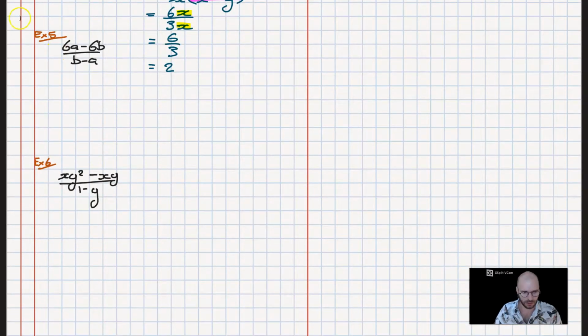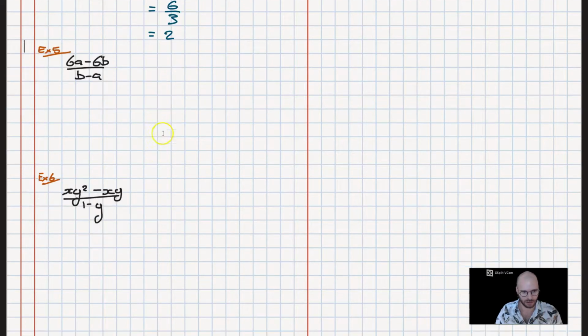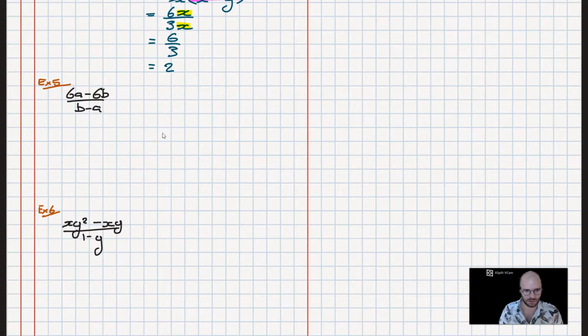Alright, moving on. Example 5. Let's get some more space. There we go. Example 5, we have 6a take 6b all over b minus a. Alright, so let's go for some simplification again of the numerator. So we're going to take out a common 6 and we'll be left with an a minus b. Then downstairs we have b minus a. So what we've got here is, well, we've got a problem. This isn't going to work out.